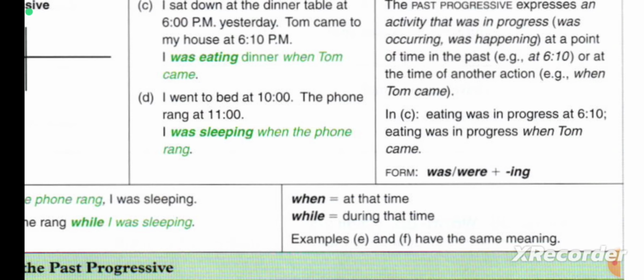Now, when the phone rang, what was going on? What was I doing? I was sleeping. So here I would say I was sleeping. This is past continuous. This is action one. It is the longer action, and we use it in the past continuous. The telephone rang is the second action that happened while I was sleeping. So here I would say I was sleeping when the telephone rang. Or I can say it as when the telephone rang, I was sleeping.